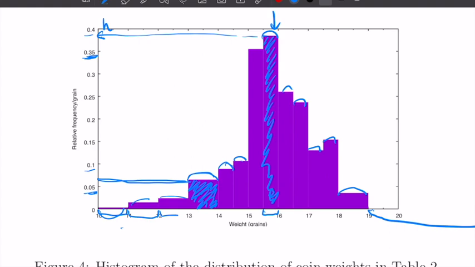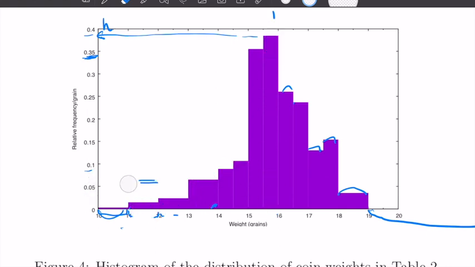So what matters here is the area under each bar. Even if you take smaller intervals, still the area should represent the relative frequencies. Okay?